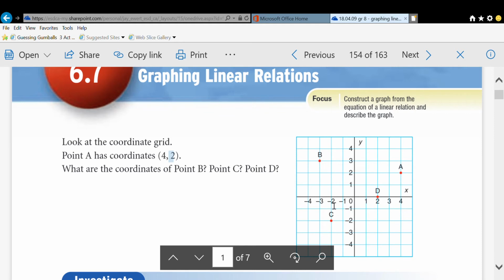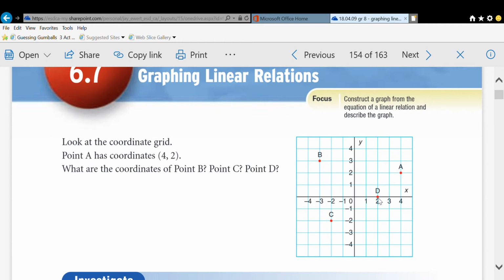So B here, start at the x, negative 1, 2, 3, plus 1, 2, 3. So its coordinates would be negative 3 for x and then 3 for y there. C would be negative 2, and D would be positive 2 and then 0 because it doesn't rise above the axis.